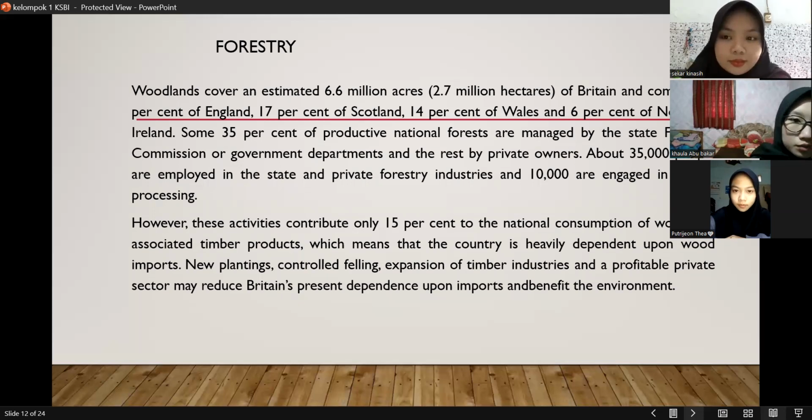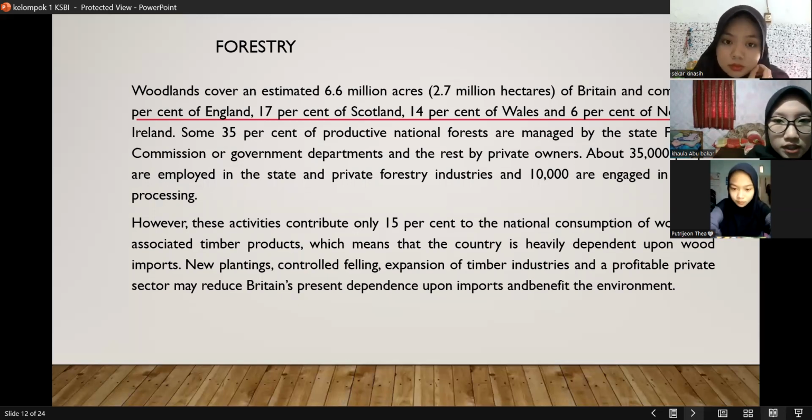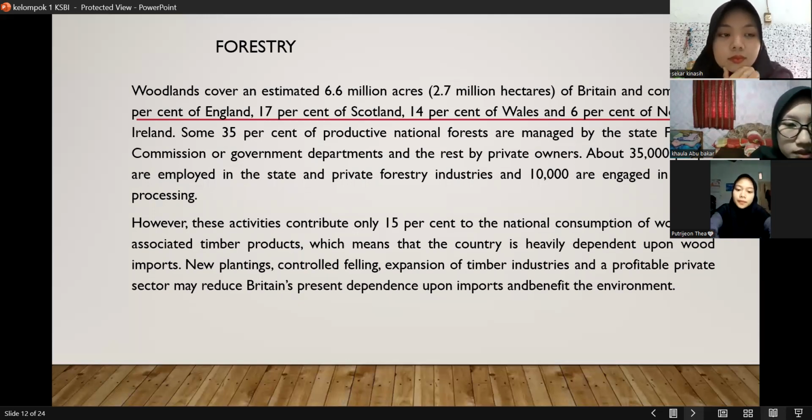Some 35% of productive national forests are managed by the State Forestry Commission, a government department, and the rest by private owners.